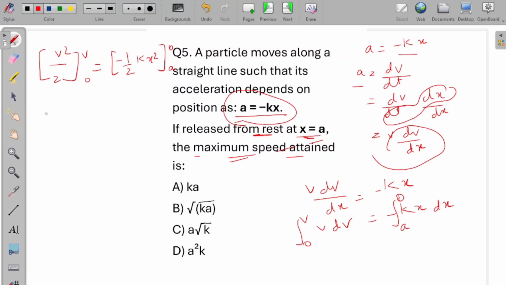Now, putting these values, you'll get v square by 2 minus 0, which I'm not writing, equal to 0 minus half kx square, which will be half ka square. Cancelling these, we will get v square is equal to ka square, and v is equal to a root k. A root k, C option is correct.